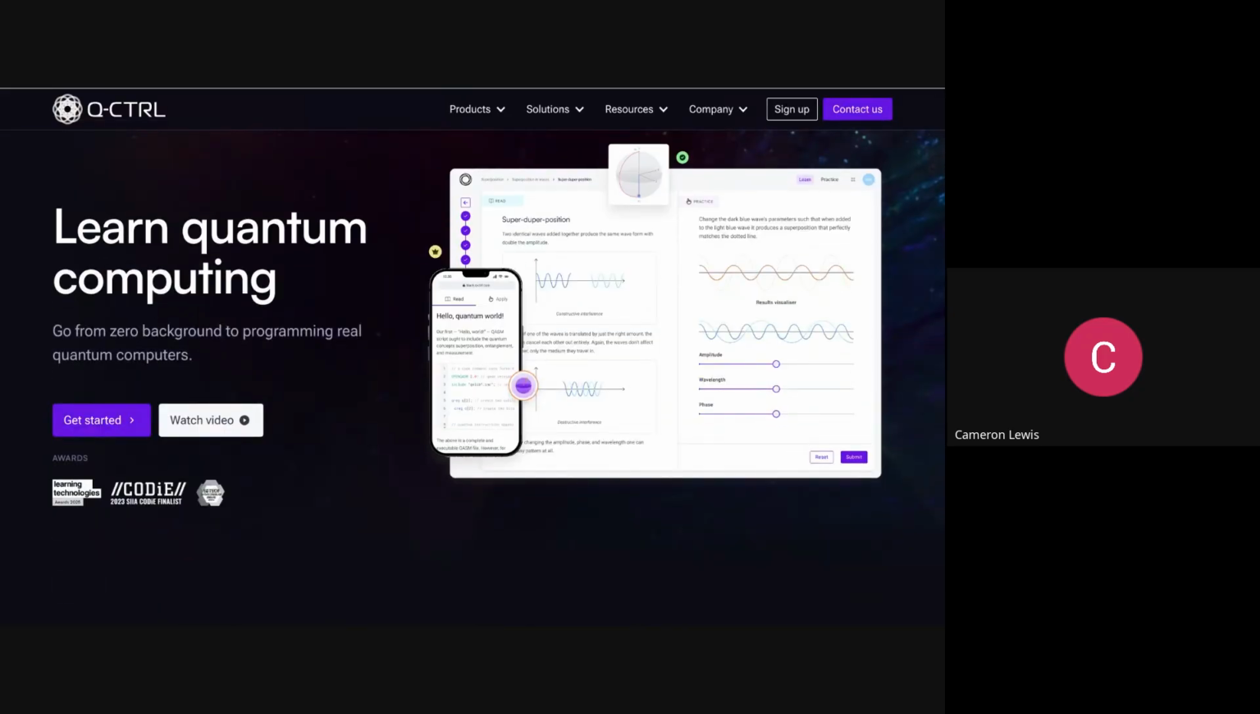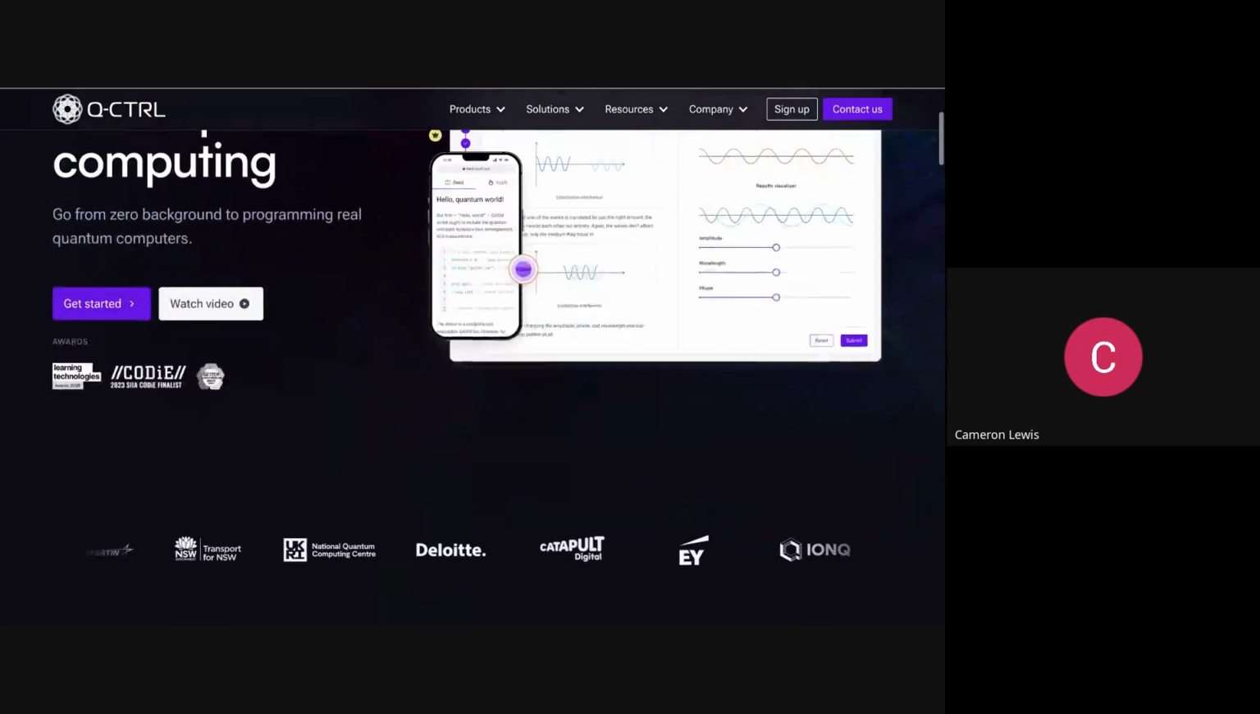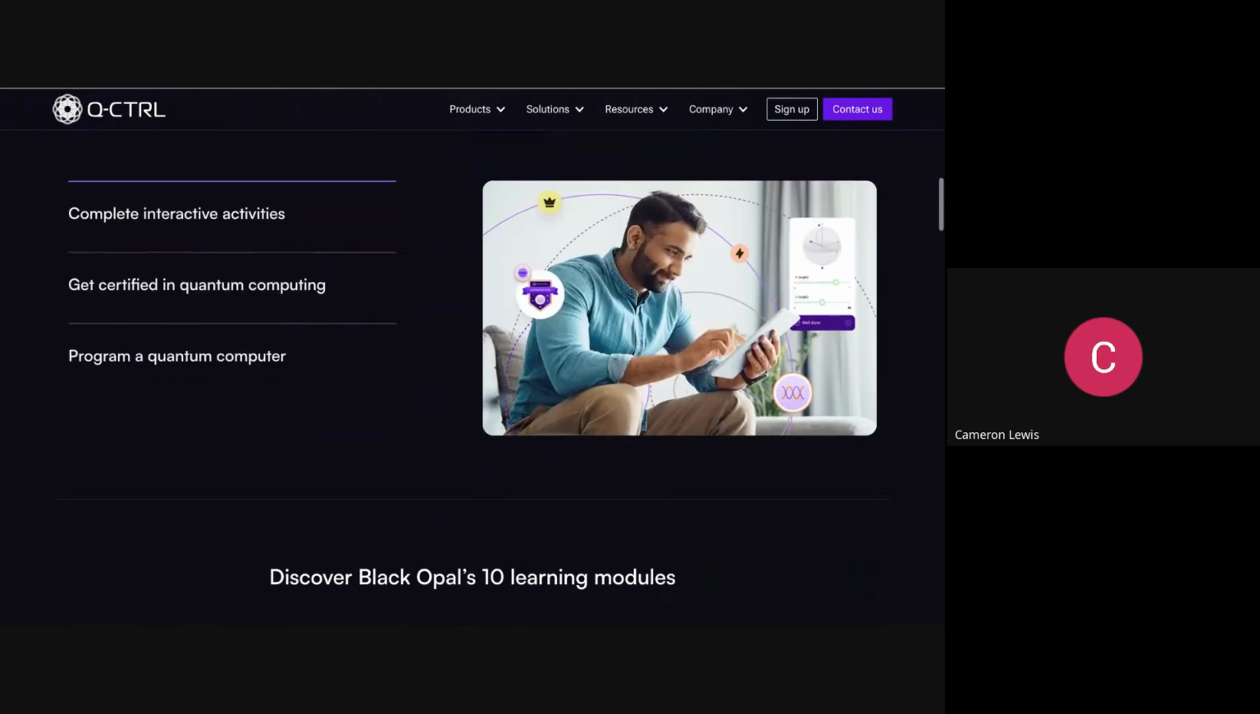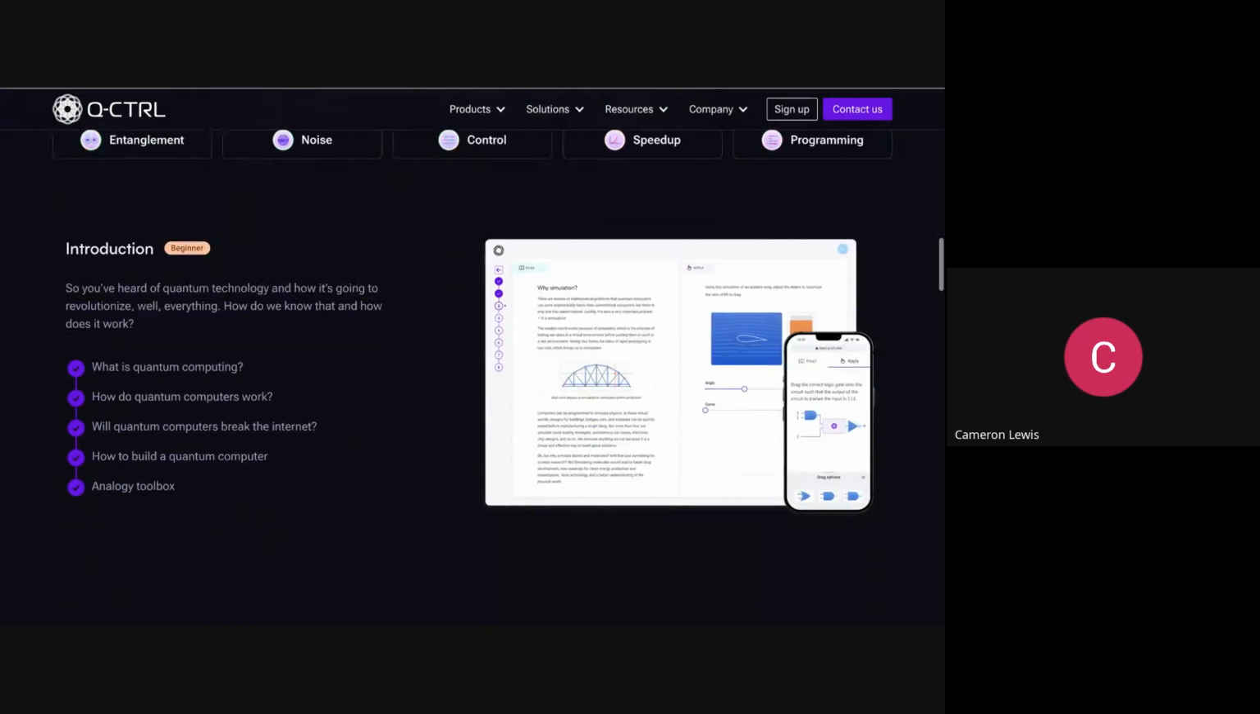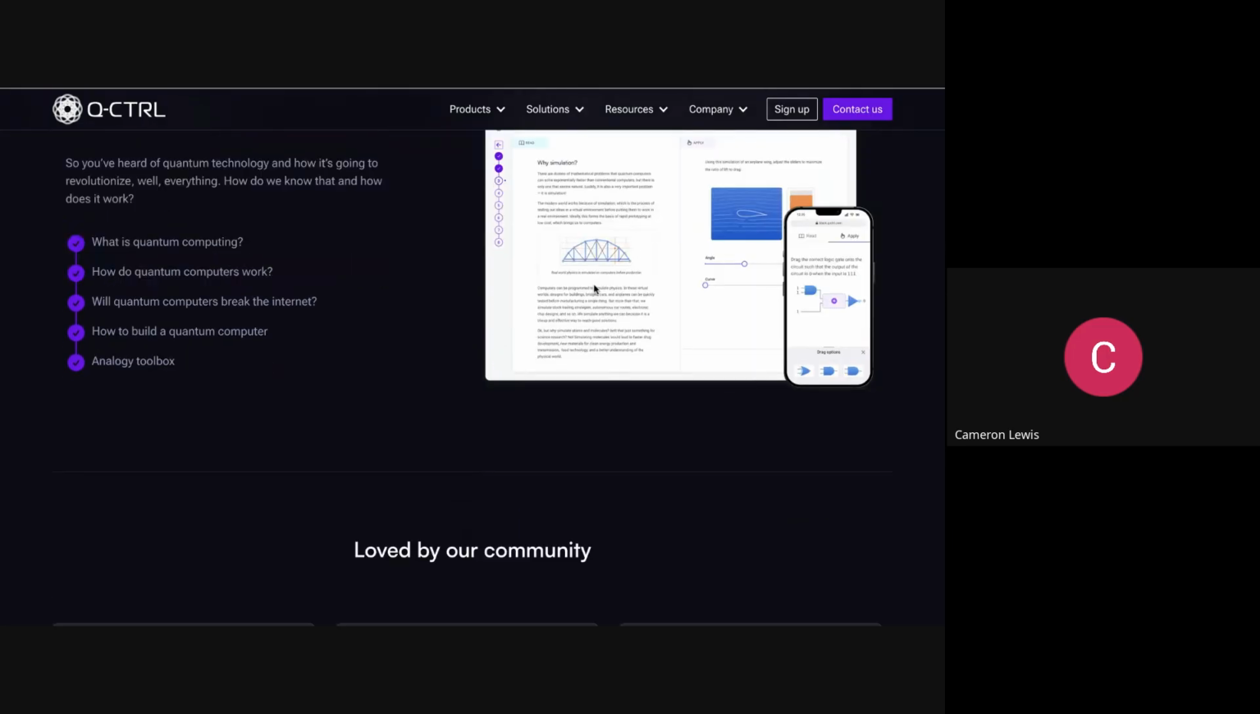Black Opal is a group that actually has its own quantum computing company. I don't know what type of quantum computing they're doing, but they also do quantum computing education. They come up with these modules that help you learn quantum computing at a very easy scale. It's very simple, with little math and more understanding of concepts, just kind of how I like to teach the physics.